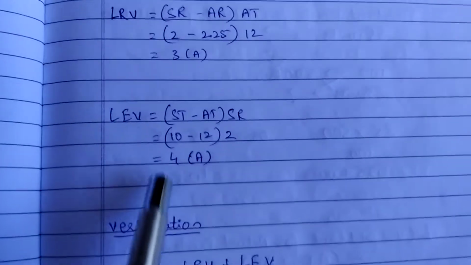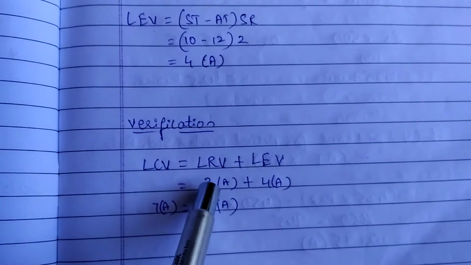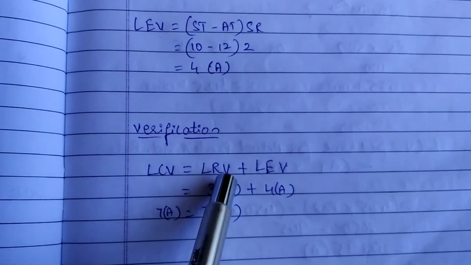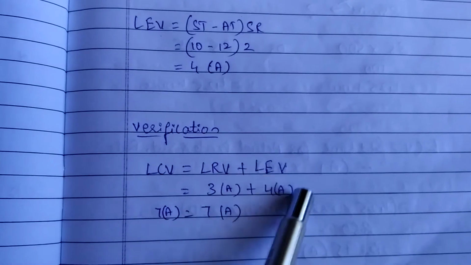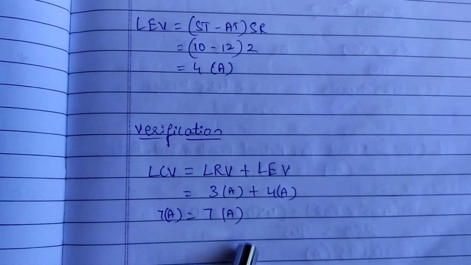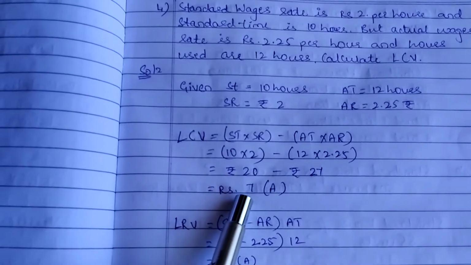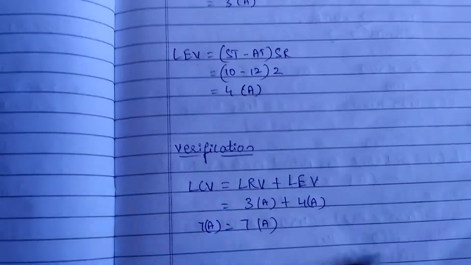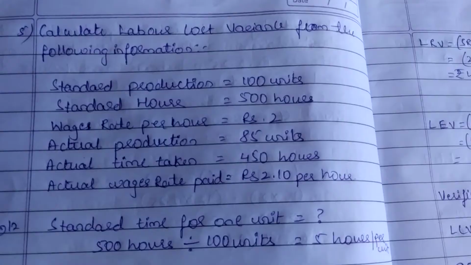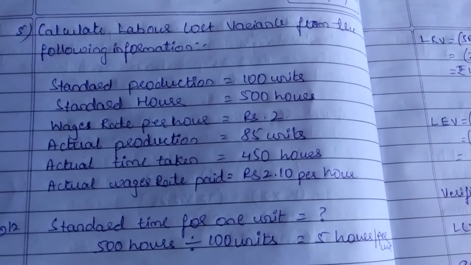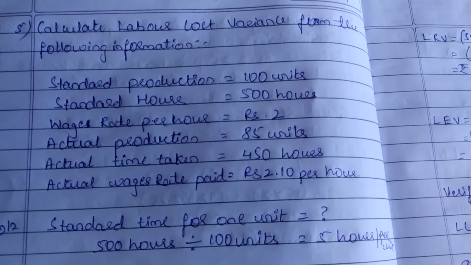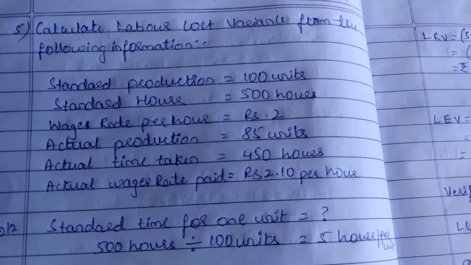To verify your answer, you have to write out this formula: LCV equals LRV plus LEV. So 3 plus 4 which is 7. So we have got LCV as 7 which is adverse. Here also we have got 7 which is adverse. We shall go for the next problem, which is the standard calculation of the labor cost variance.